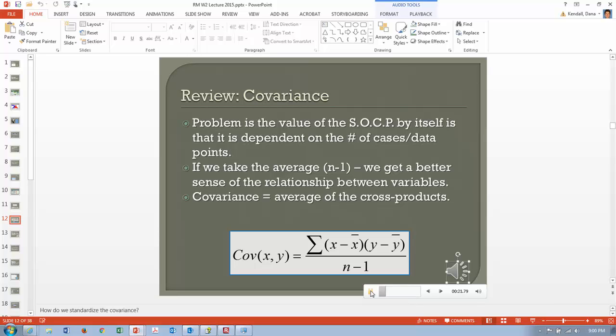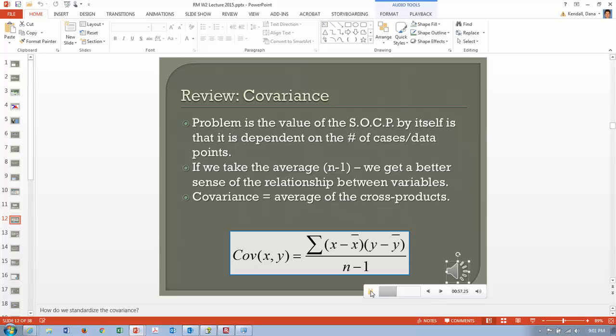That can be a very large number, dependent on the number of cases that you have in your data set. So if you have just 10 cases, let's say you have a very small sample, that numerator will probably not be very large. But if you had, for example, 1,000 cases, that numerator would be huge. So really what we're doing with the covariance is we're taking an average of the cross products. So covariance is literally the average of the cross products in your sample.